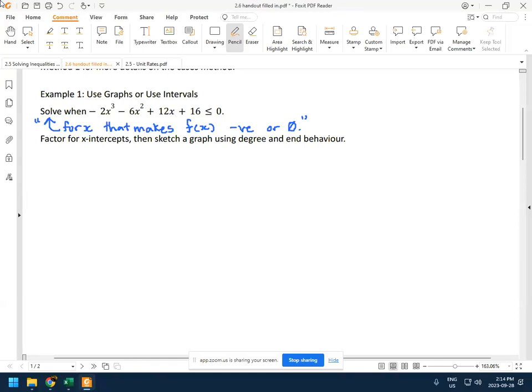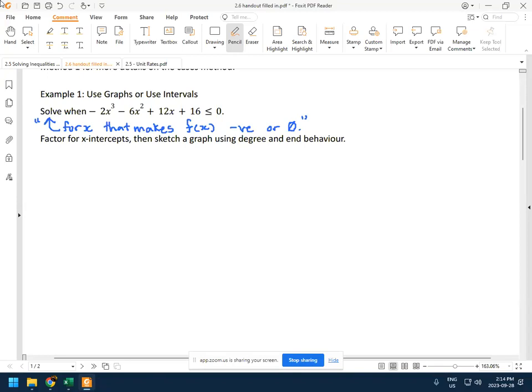Solve when the left side is less than or equal to 0 is like saying, can you tell me what x value makes this function a negative or 0? When is this left side going to be a negative value? That's what we're looking for.